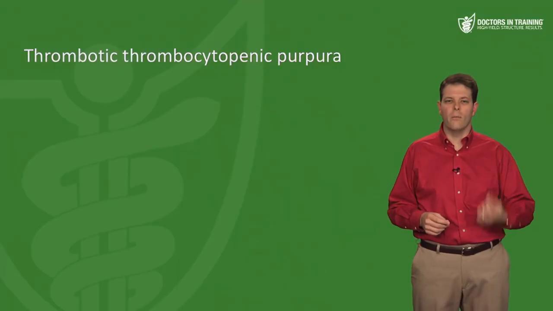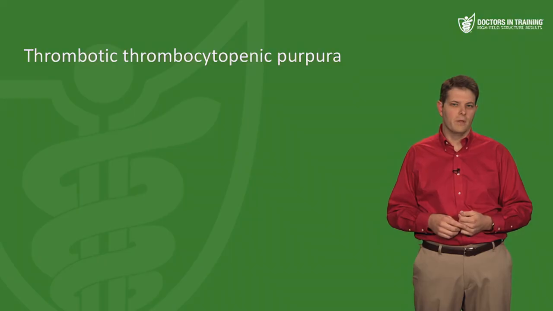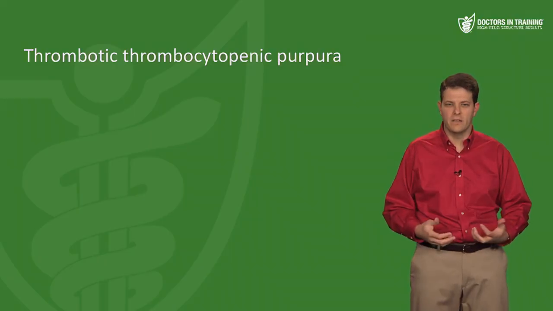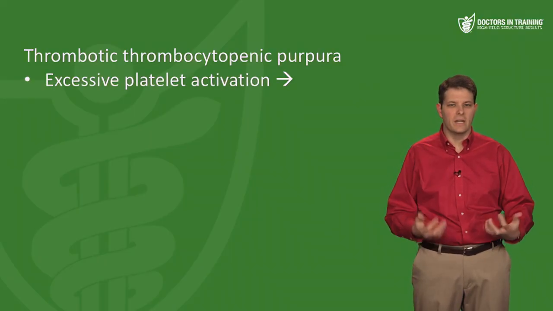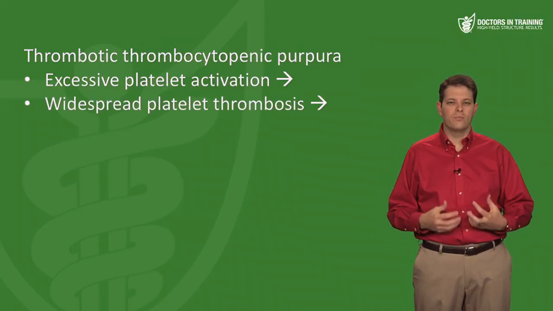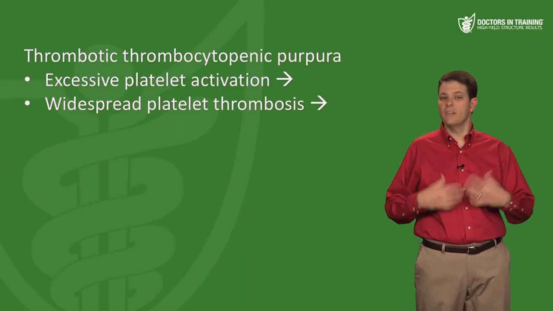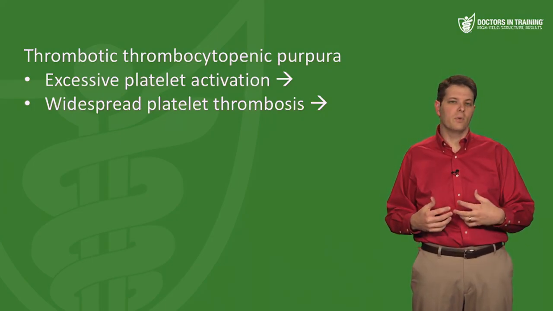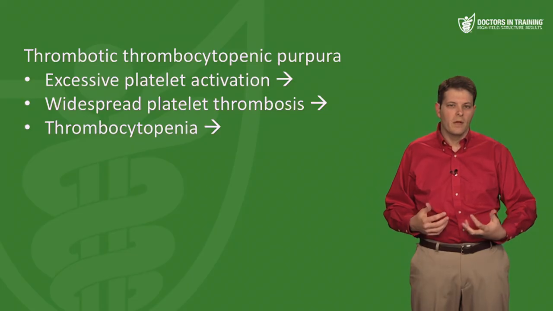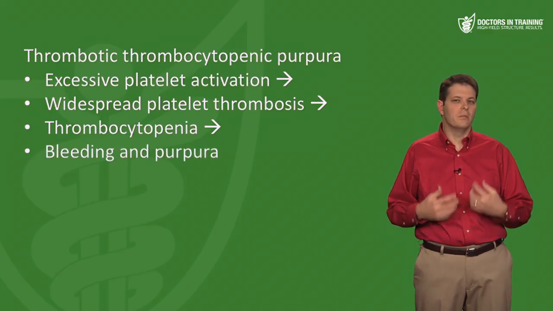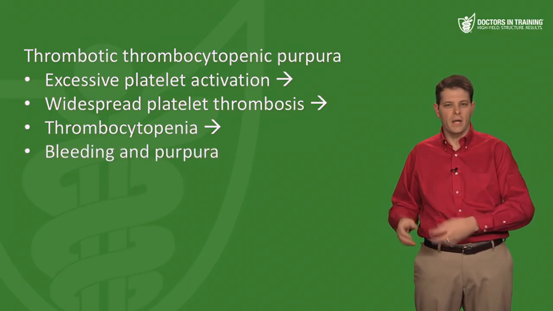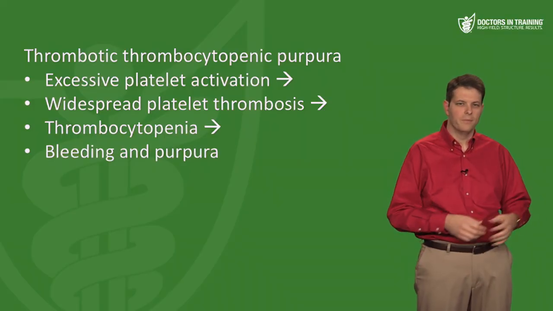The second platelet disorder I want to cover is TTP, or thrombotic thrombocytopenic purpura. So this is basically a thrombotic disease. The platelets are being excessively activated and they're aggregating, so you're going to have widespread platelet thrombosis. And all that unregulated thrombosis uses up all the platelets, so there's subsequently thrombocytopenia. And then because you've used up all the platelets, you have bleeding and purpura. So again, it's thrombotic thrombocytopenic purpura.